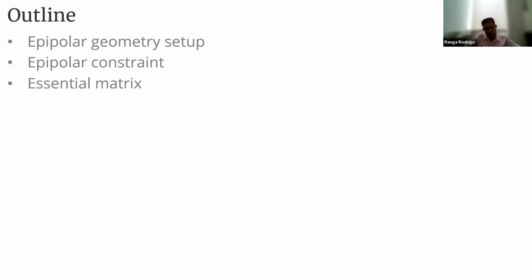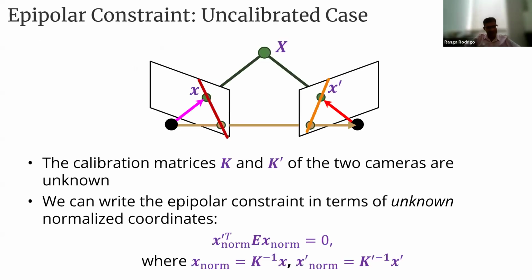So now we got a formula for the essential matrix. Then the fundamental matrix. If you know the essential matrix, understanding the fundamental matrix is very simple. The essential matrix is for the case where the intrinsic camera calibration matrices K and K prime are known. When they are not known, we have the fundamental matrix. So the calibration matrices K and K prime of the two cameras are unknown. We can write the epipolar constraint in terms of the normalized coordinates. So remember, for the essential matrix computation, we use the normalized coordinates. So then we can write down the same formula.